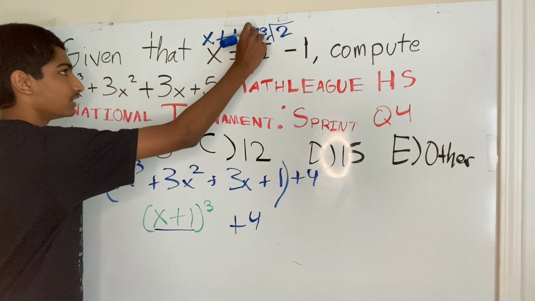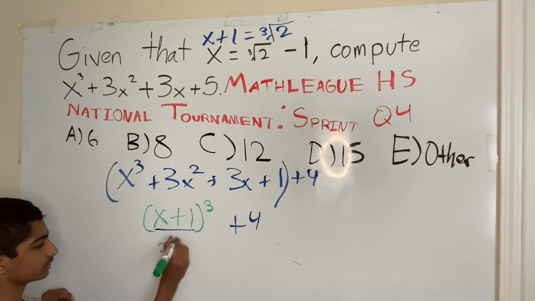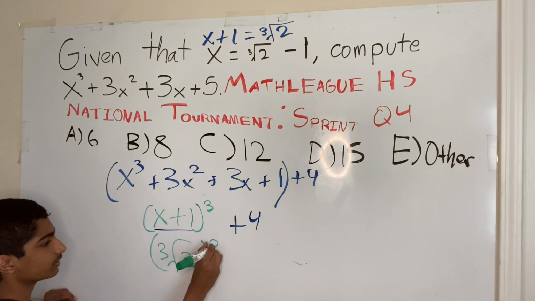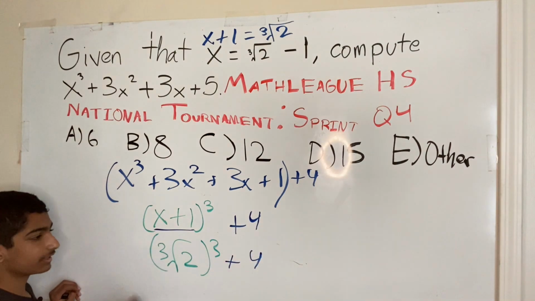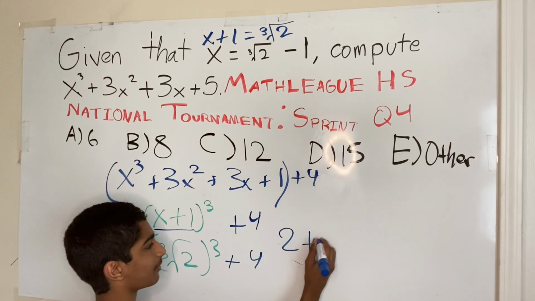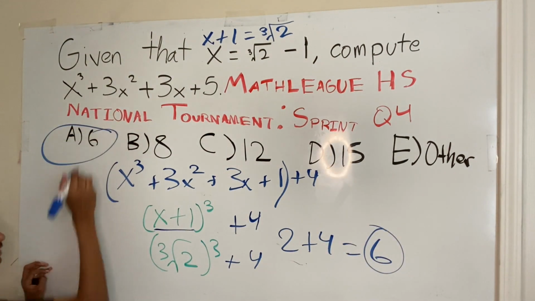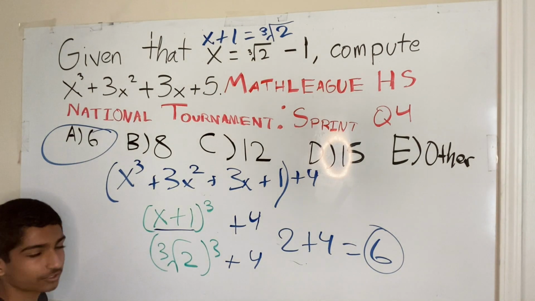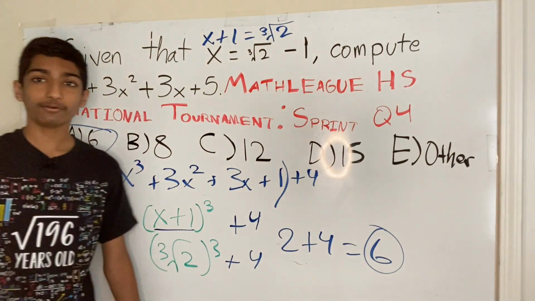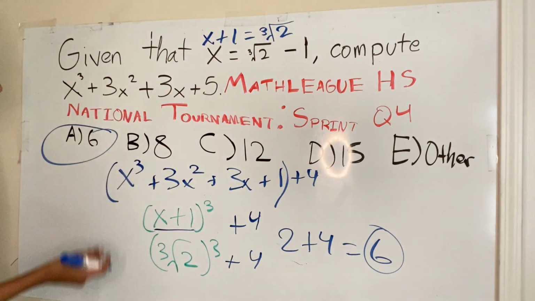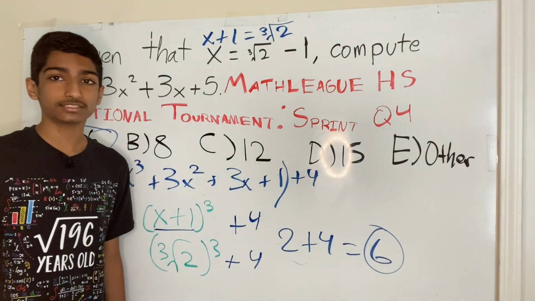So we can just plug in the cube root of 2 into x plus 1, and we get the cube root of 2 cubed plus 4. And solving this, we just get 2 plus 4, which is 6. So our answer is A. And we got the same answer for both, so we can be sure that it's actually A. So that was the solution with the trick, and that was all. See how using algebra manipulation, you can solve this problem in seconds.